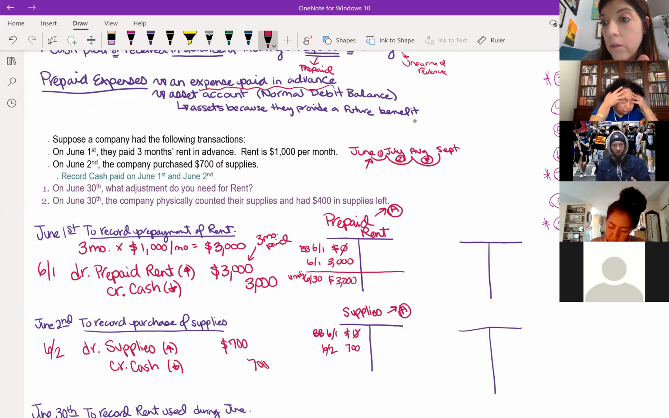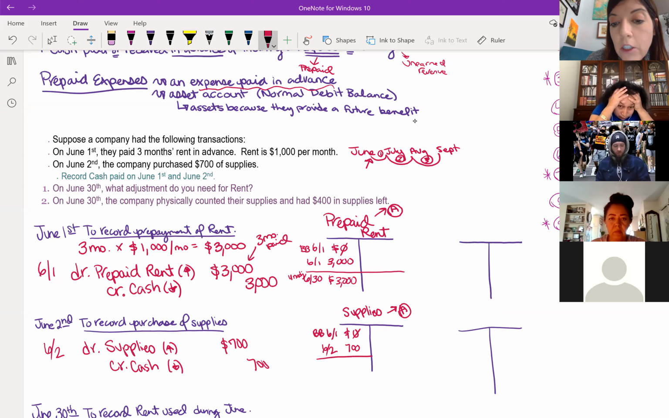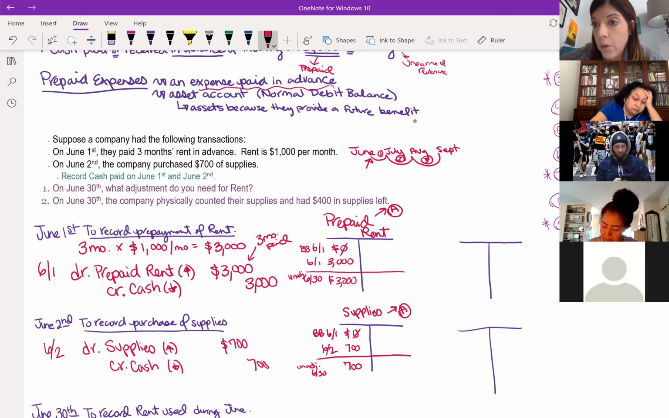That's all I have. If I was to run my unadjusted trial balance as of June 30th, the balance of my supplies account would be 700. Realistically, for supplies, did we probably use supplies during the month? Yes. So you know that that account is probably too high right now. And for rent, we know that if a month has passed, we've used a month worth of rent. So we know that both of those balances are not correct right now.